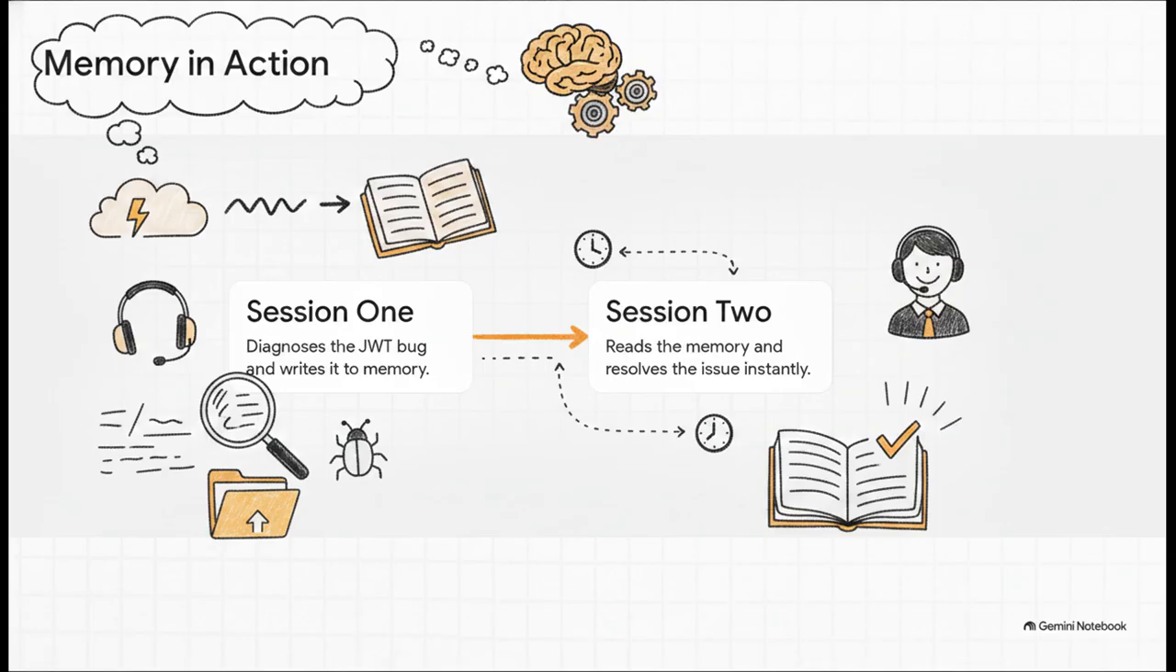Let's ground this with a real-world scenario. Let's say you have an AI customer support agent. A user reports a totally obscure error, and the agent spends time diagnosing a really tricky version 2.3.1 JSON Web Token expiration bug. With this tool, before logging off, Claude writes that bug and the exact solution directly to memory. So, days later, when a completely different customer hits that exact same error, Claude instantly reads that memory file, recognizes the match, and resolves the ticket in seconds. Bam! No repetitive diagnostic work.